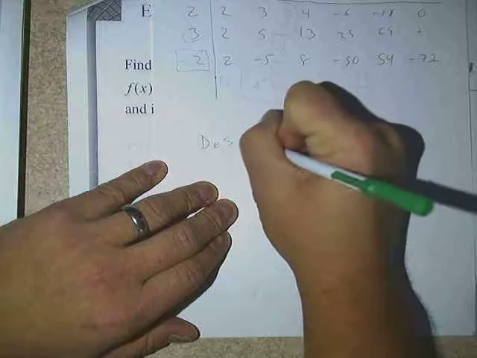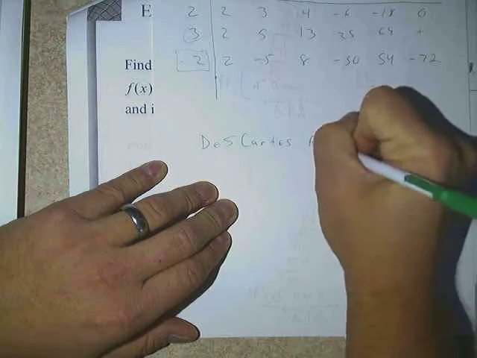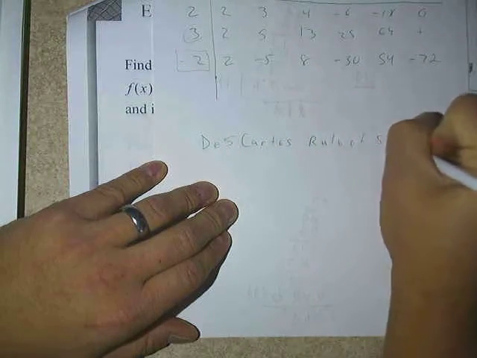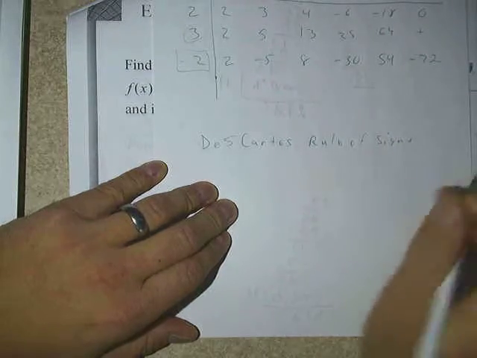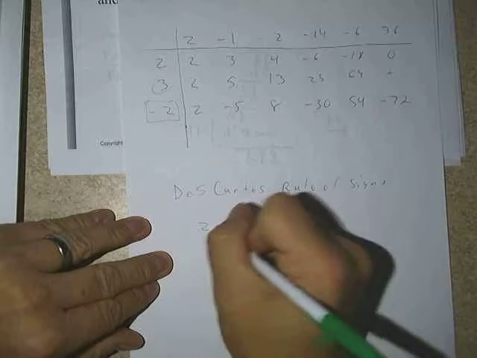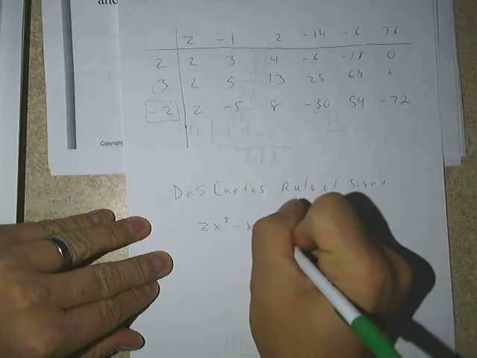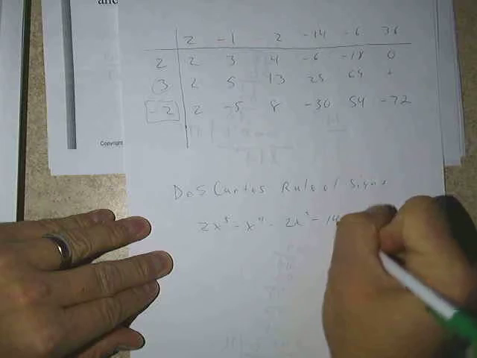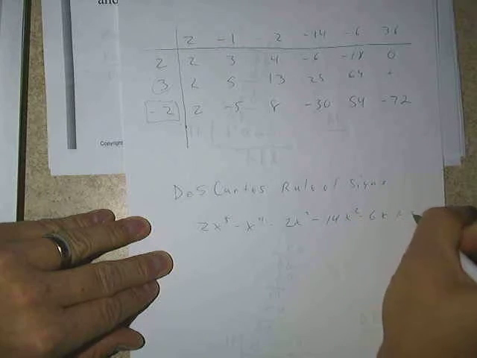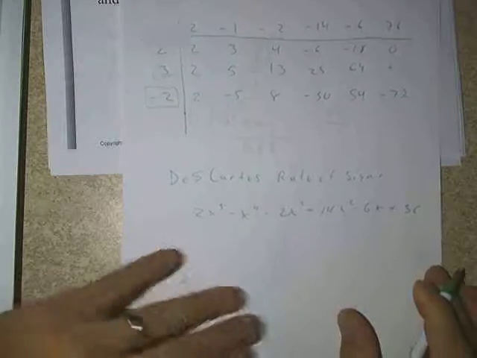I'm also going to give you another test that is not in your book right now, but I'm going to give it to you now anyway, because I want you to be able to use it. This is what we call Descartes' rule of signs. Going back to the original polynomial, we'll use this as our example again.